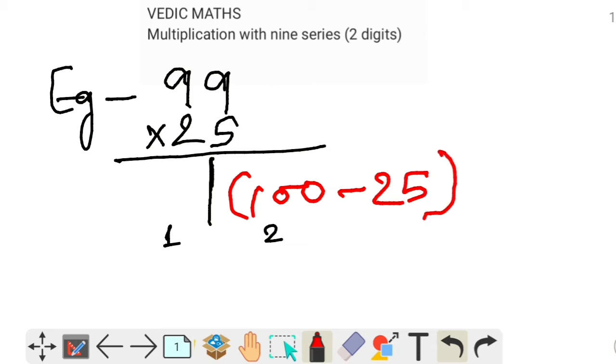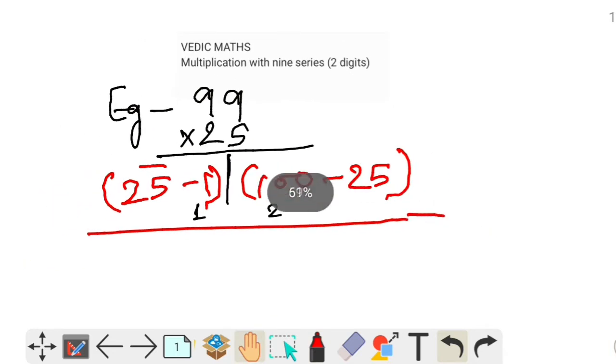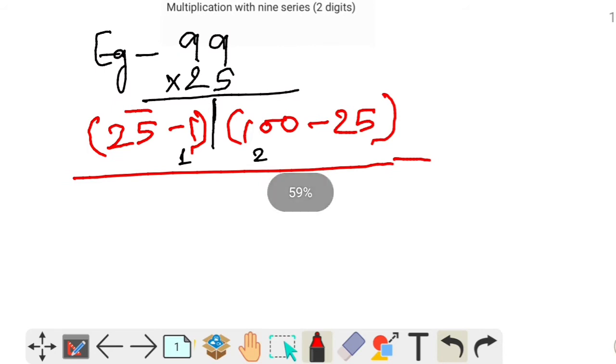And in the first block you have to subtract 1 from the lower digit. Okay, 25 minus 1 and 100 minus 25. So what will be our next step? The next step is to subtract it. 25 minus 1 is 24.